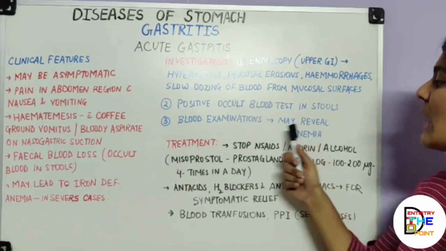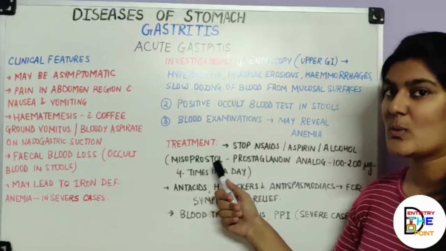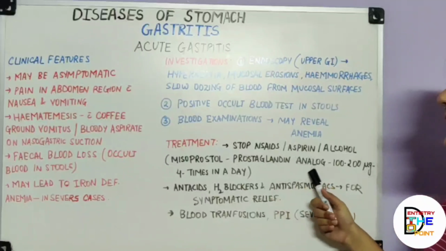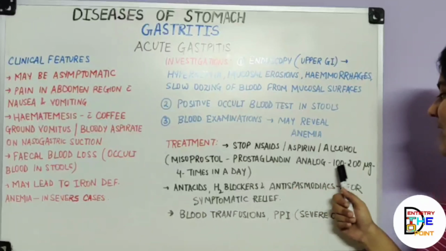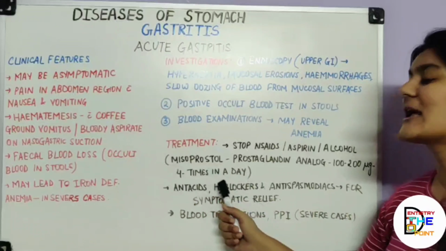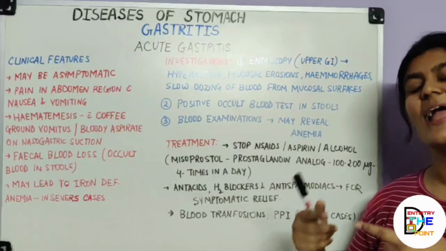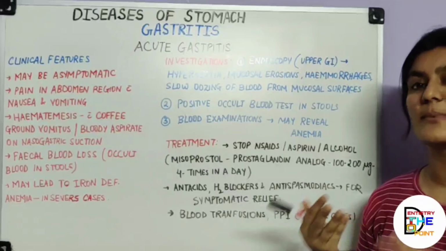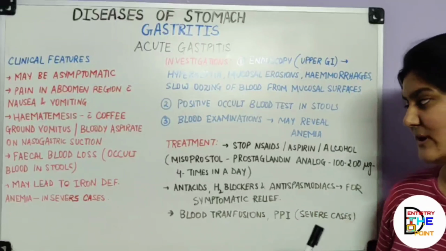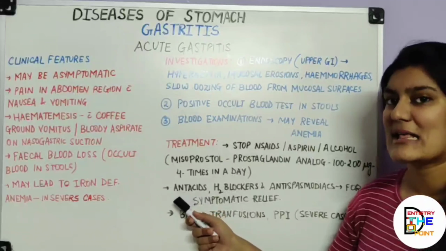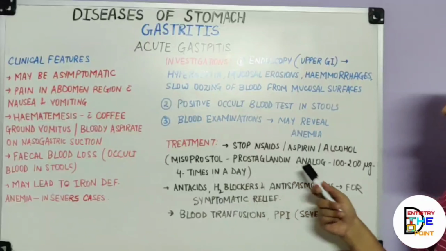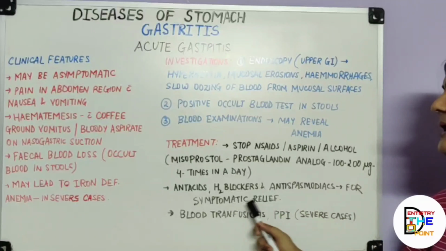Okay. तो आप क्या करोगे? Misoprostol, which is a prostaglandin analog. Okay. So you give this 100 to 200 micrograms 4 times a day, so that ये जो inhibit कर रहे थे ये उसको oppose करे, and the bicarbonate ions are present or circulated in the normal range. Okay. Then you give your antacids, histamine blockers, antispasmodics for symptomatic relief.